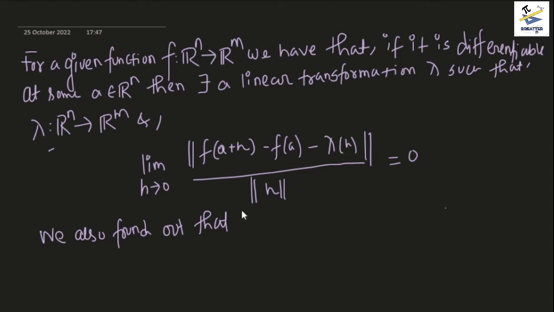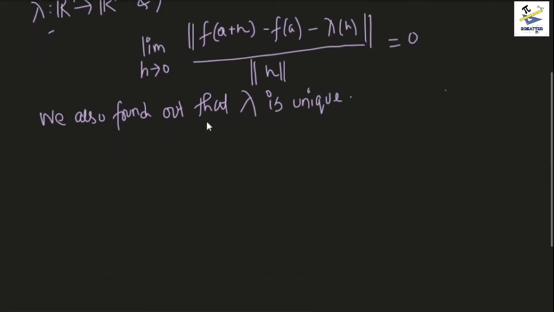and we also found out that lambda is unique, right? So this was our finding from the last session. Now in this session we would like to go ahead and prove some more things. But for that we should take a look at how higher dimensional derivatives actually work. So if we were to do the following, I'll just write down the question here.